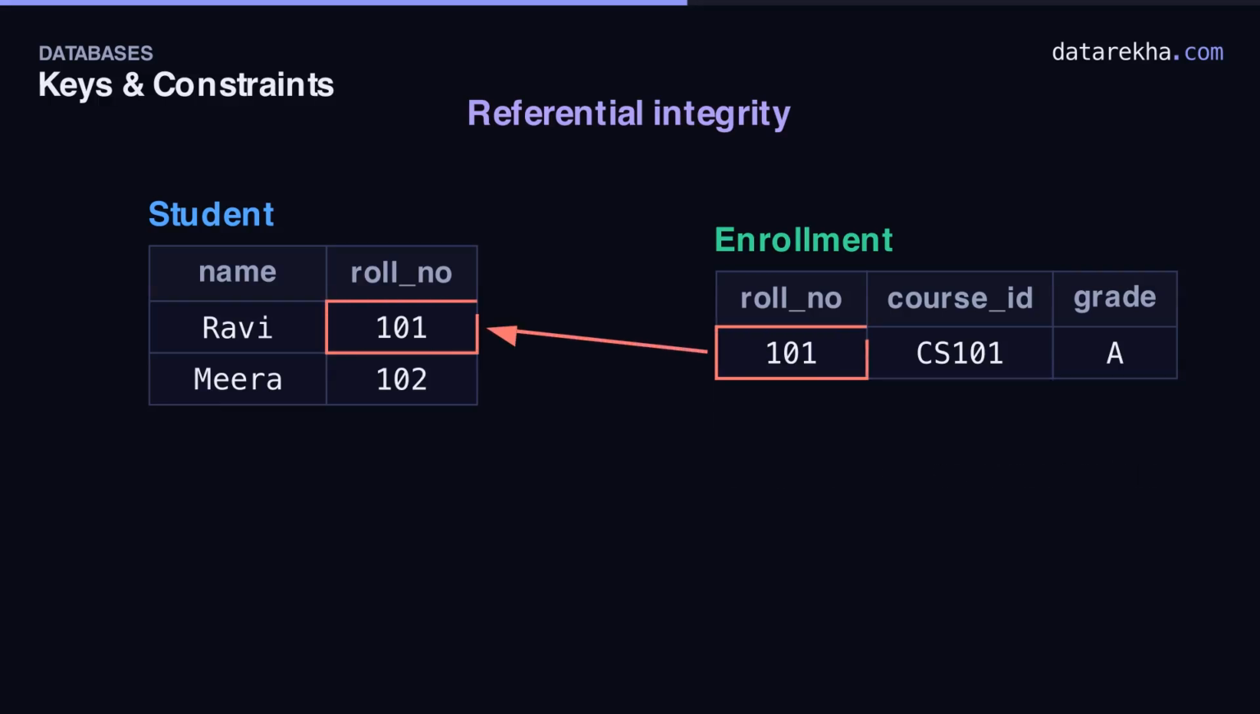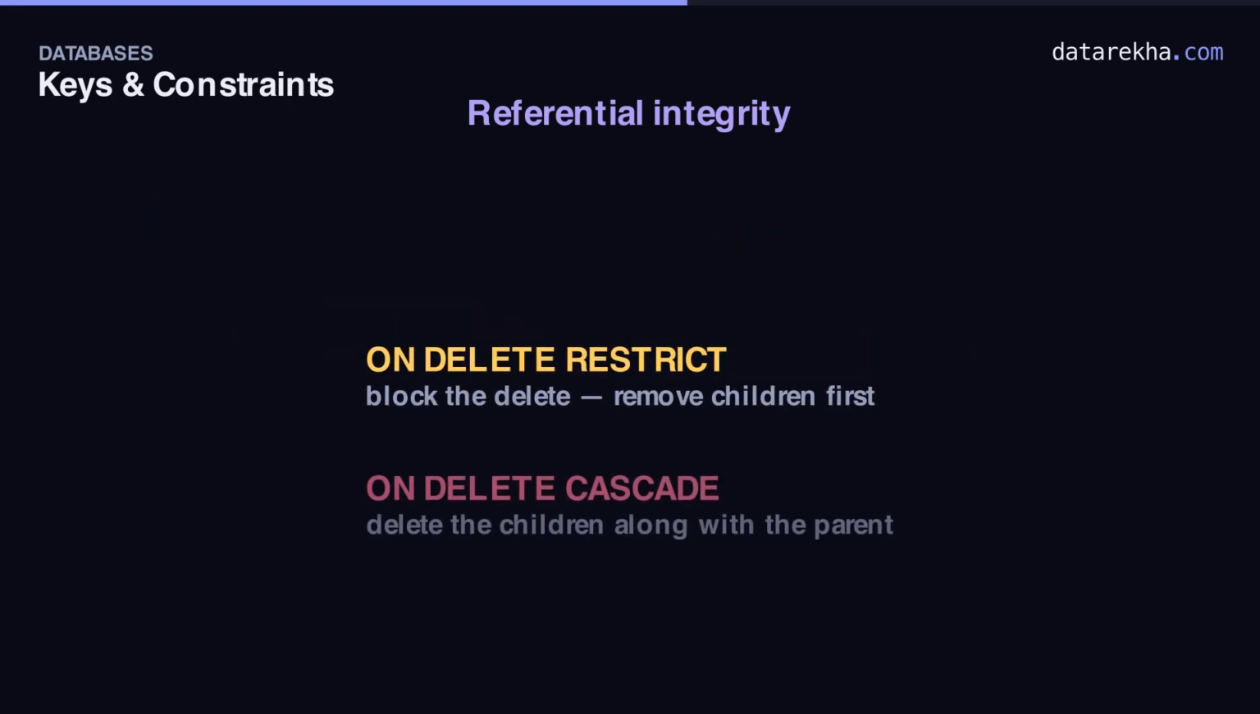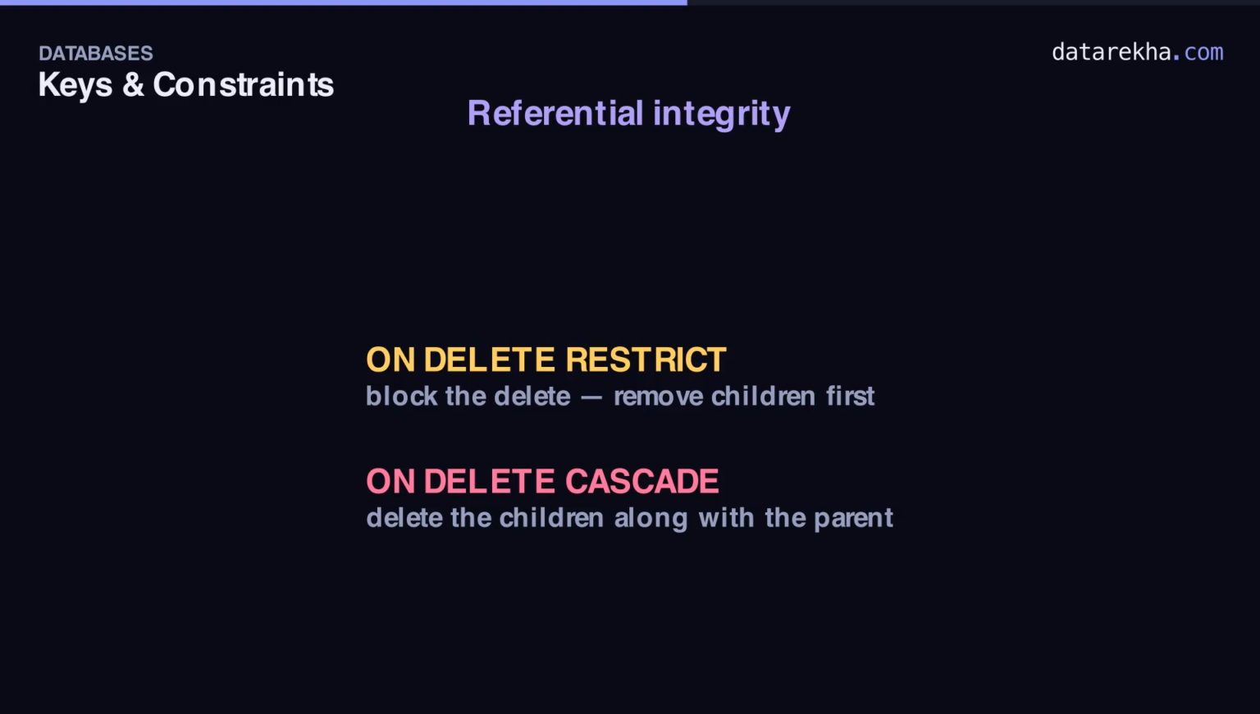The same rule bites from the other direction. Suppose we try to delete student 101 while an enrollment still points to them. Delete the parent, and that child row is suddenly an orphan too. So a delete needs a declared rule. On delete restrict simply blocks it. You must remove the enrollments first. On delete cascade goes further. It deletes the child rows along with the parent in one clean sweep.